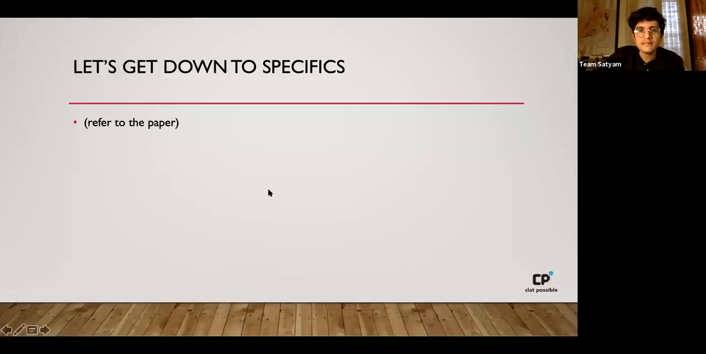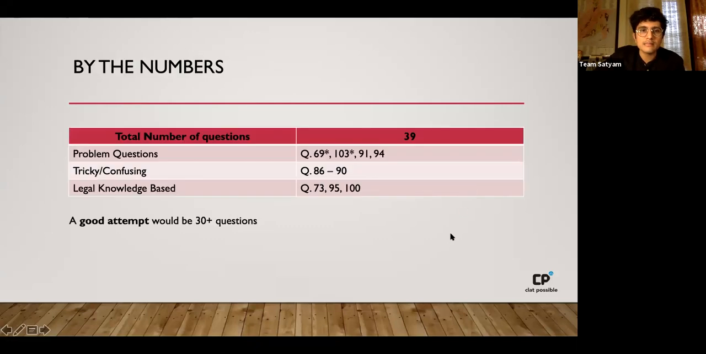We've discussed the specifics. Now let's look at the numbers. So you had a total number of 39 questions in the paper. The problem questions that I've marked out are 69, 103, 91, and 94, of which 69 and 103 marked with an asterisk we are saying have wrong answers and they should definitely be challenged. 91 and 94 are marked over here as being questions that require you to exercise some amount of prior legal knowledge, if not exactly derivable from the contents of the passage.